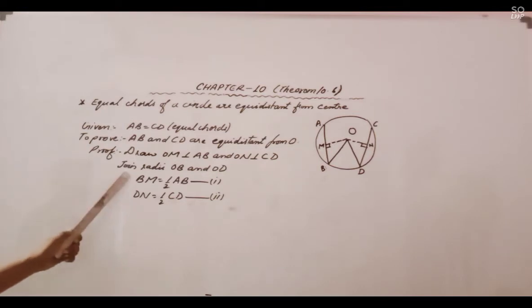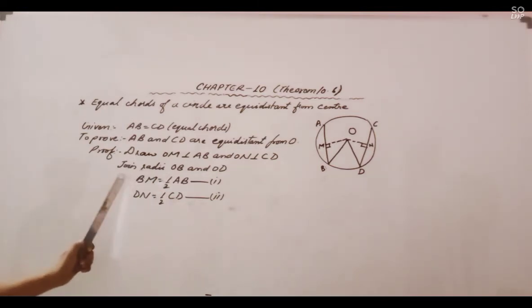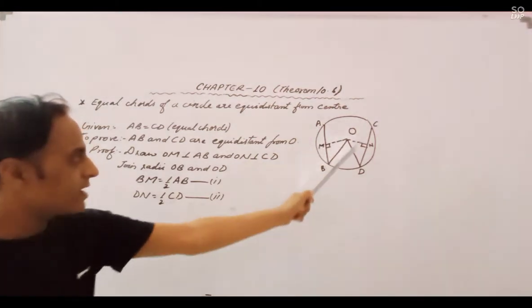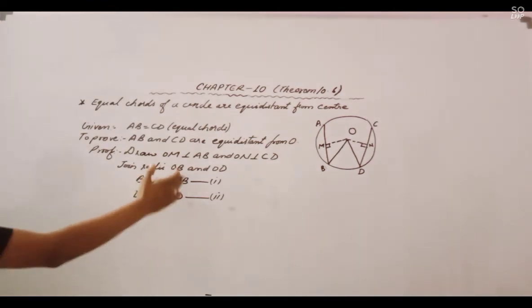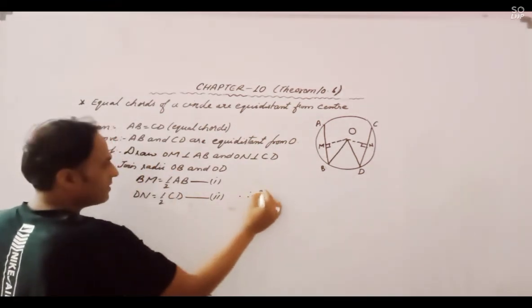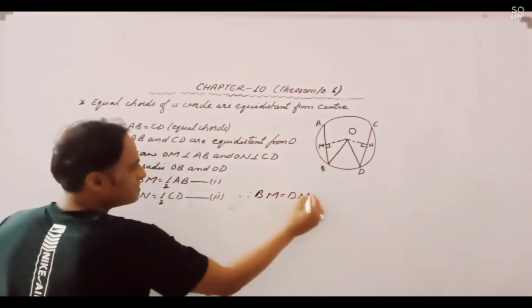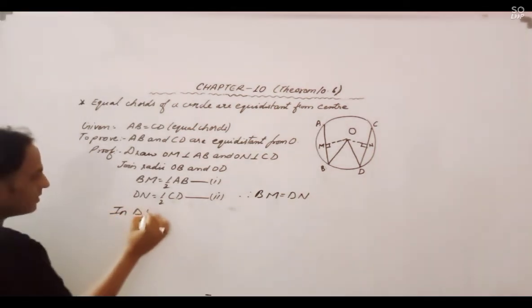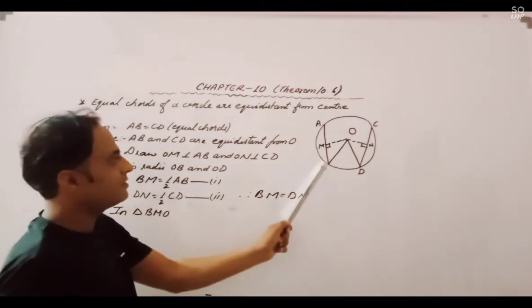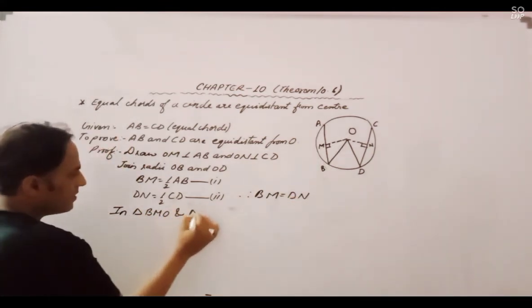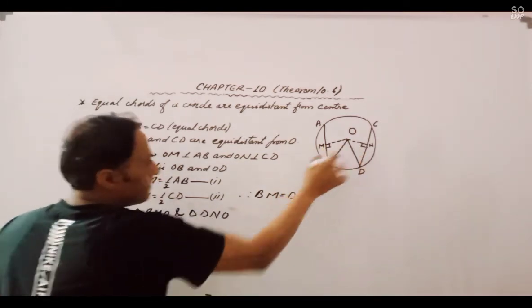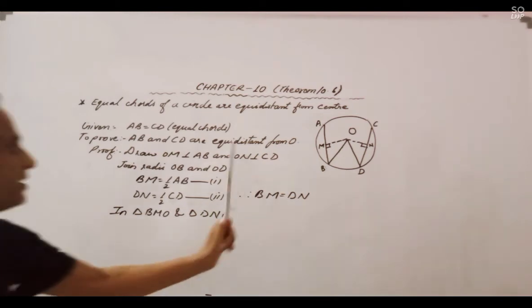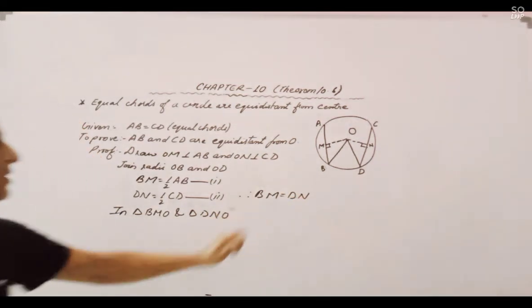After proving that half of AB is BM and half of CD is DN, we'll move towards the triangles OMB and OND. So from this we infer that the measurement of BM is equal to the measurement of DN. This is what we get from here. Now let's take the triangles. Look at triangle BMO and triangle DNO. We'll prove them congruent first, so that lastly we prove that the distance from the chord to the center is equal.